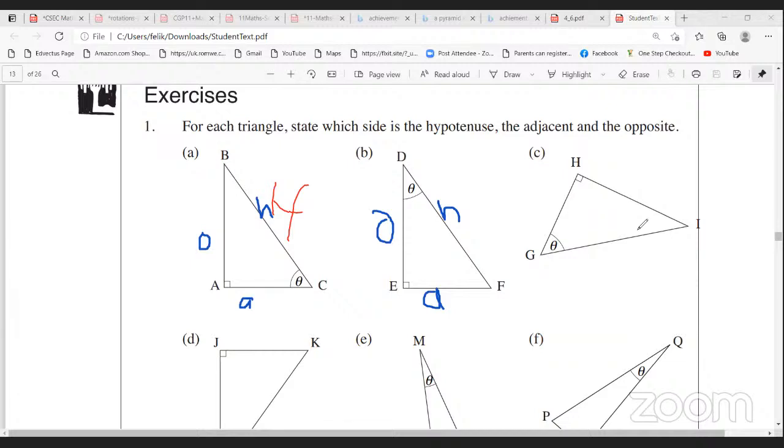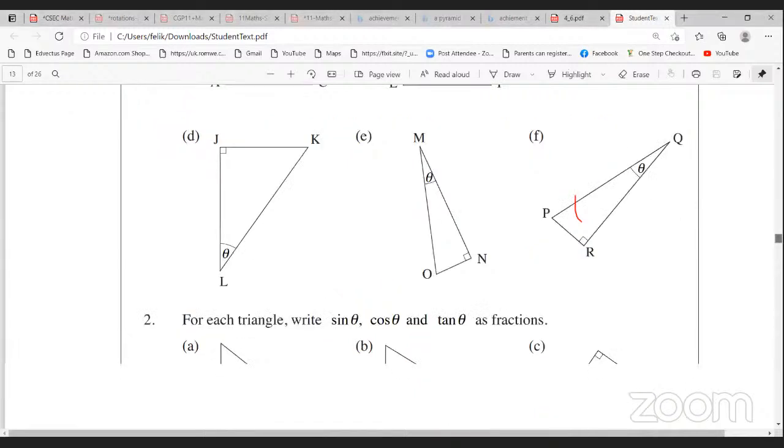Right. The adjacent, Peter. So this is the angle, and that side is opposite it. All right, so that's good. All right, so let's scroll down. That's fine, we understand what you did.